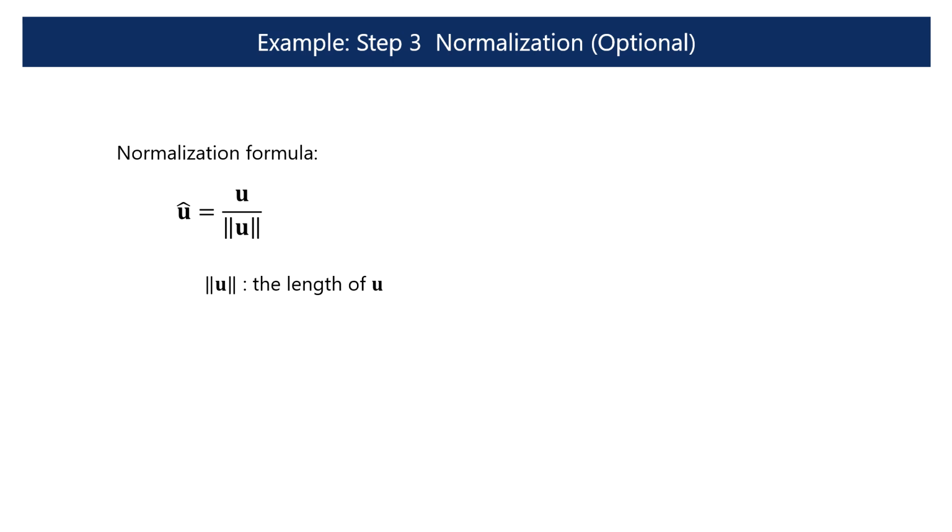To make the length of each orthogonal vector equal to 1, the next step applies normalization. By normalizing u1 and u2, we can obtain an orthonormal basis. This step is optional, but by applying this formula, each orthogonal vector becomes a unit vector while preserving direction, making it easier to work with.